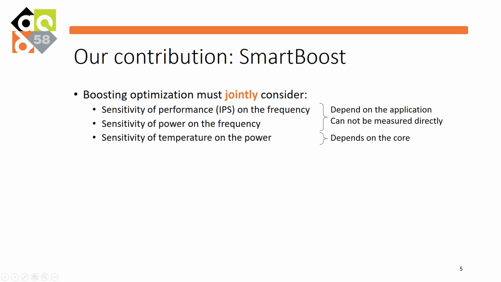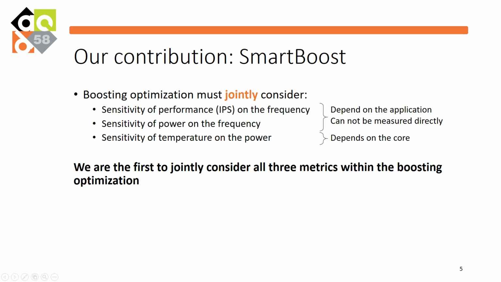For example, an application may have a high sensitivity of the performance, making it a good candidate to boost, but also a high sensitivity of the power, making it a bad candidate to boost. To solve this, all three metrics must be considered jointly. We are the first to jointly consider all these three metrics within the boosting optimization.